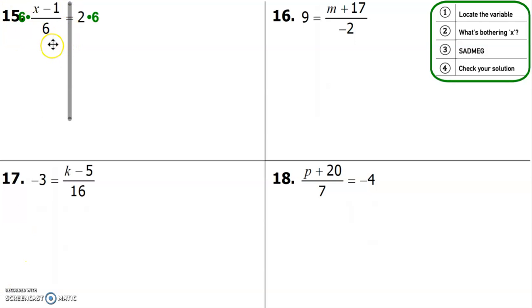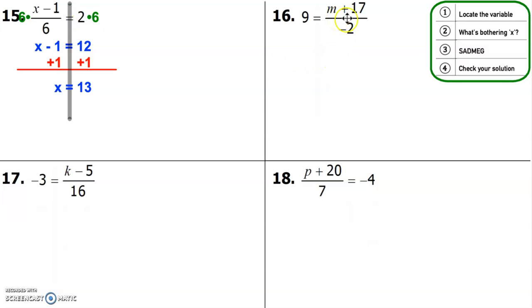So what's left after I multiply by the 6? Well, multiplying by 6 gets rid of that 6, so I'm just left with the x minus 1. 2 times 6 gives me 12, and now all I have to do is add 1 to both sides, so x is 13. Imagine if we plugged that back in. 13 minus 1 is 12. 12 divided by 6 is 2.